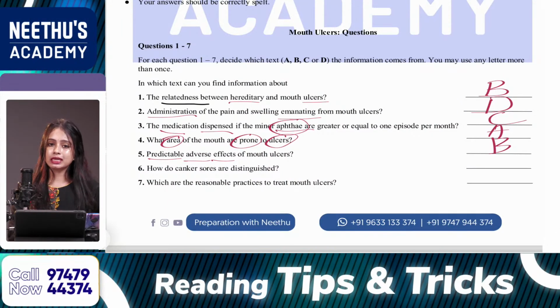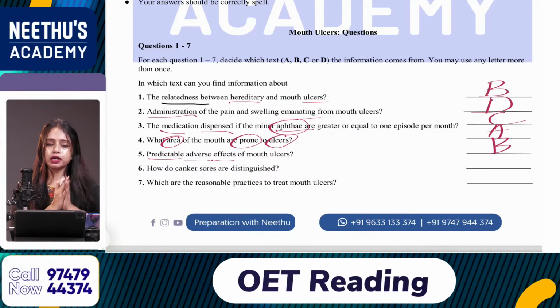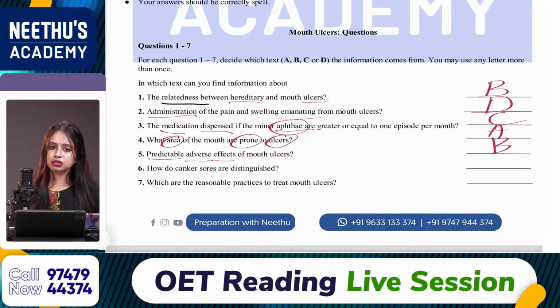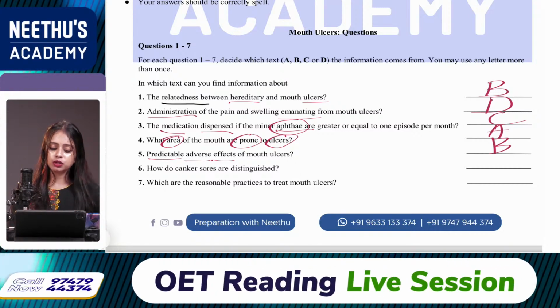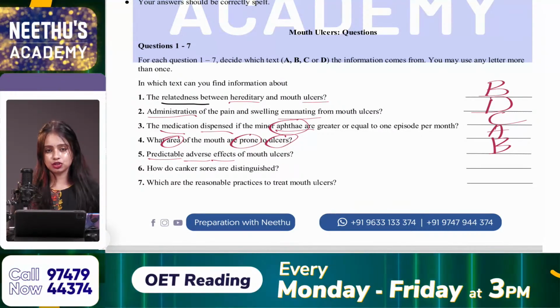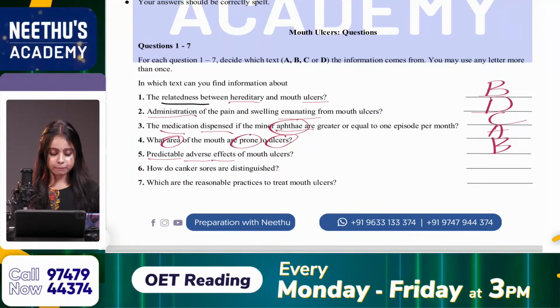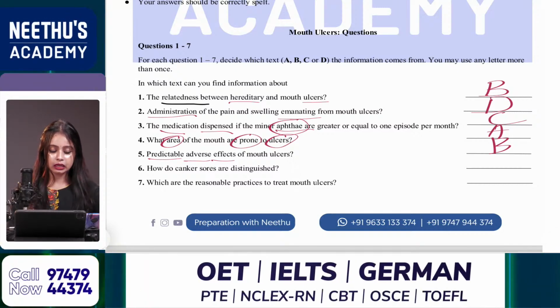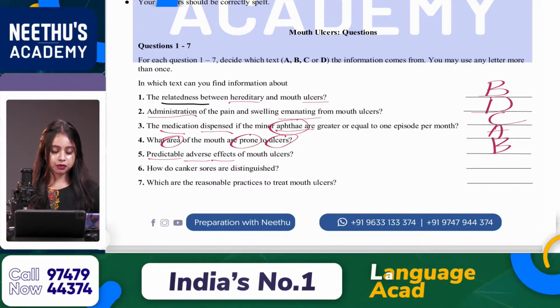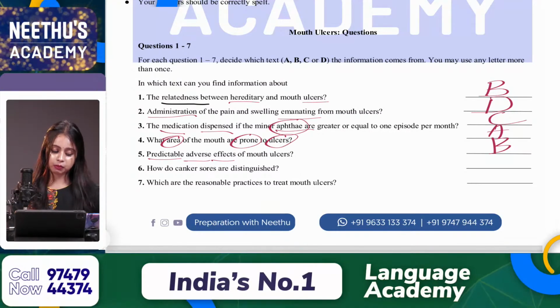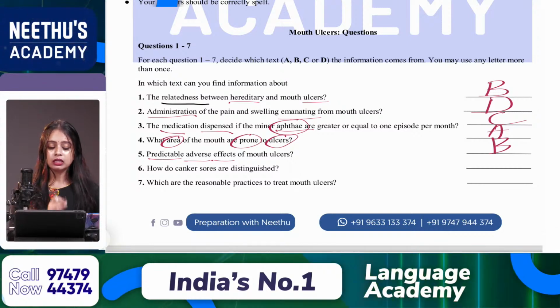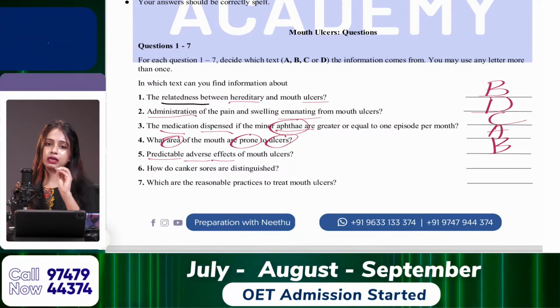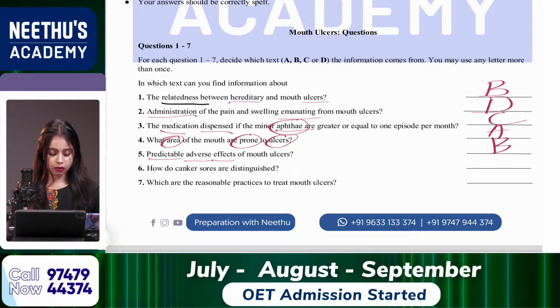Then coming to the sixth question. What are the keywords from the sixth question and what is your correct answer? How are canker sores distinguished? Okay, so the fifth one, adverse effects. The answer is B. Very good. Okay, Kavita, Femi, Riba, Rosmol. It is B. Very good, very good. So what about the sixth question? What are your keywords and your answer?